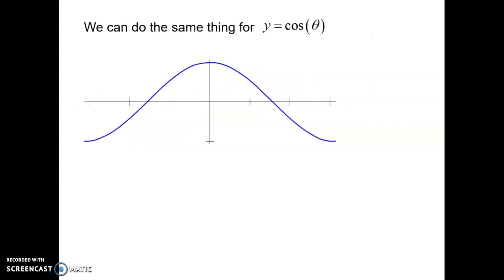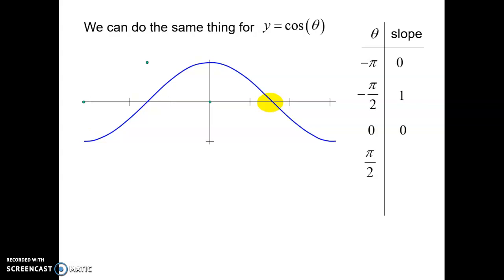Let's do the same thing for cosine, finding the slope of the curve at different points. At negative pi, my slope is 0. At negative pi on 2, my slope was a +1. At 0, my slope was 0 again. At pi on 2, the slope was -1. And at pi, my slope was back to 0 again. And again, connecting those dots, what do we notice? It's not quite the same.